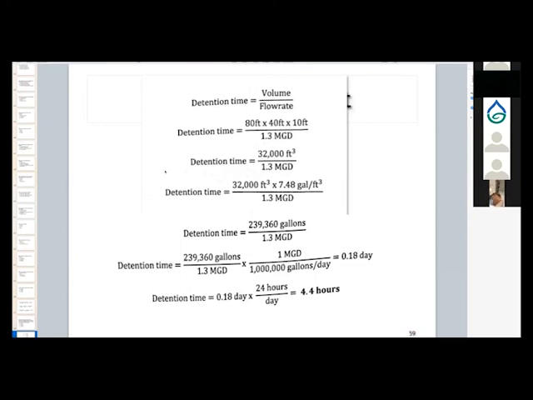Since it's 239,000 gallons, you convert it to million gallons per day by putting 1 mgd over 1 million gallons per day. Then you get 0.18 days. They wanted the answer in hours, so you multiply 0.18 times 24, and you get 4.4 hours, which is D.